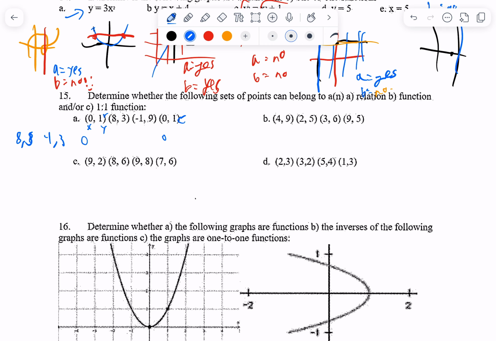I don't know. So A is yes. Now let's see if it's a function. Of course it's a function. We already figured that out.